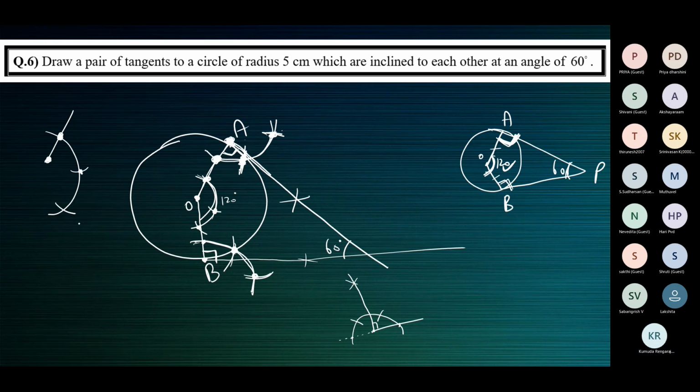Same radius. So this is 60. If you draw like this, this is 60. If you join this, it is 120. Between 60 and 120 is 90. So like this is 90. To get this one, from 60 you should draw one arc, from 120 you should draw another arc. That will be 90. On these arcs you must put your compass. So this is how we draw tangents inclined to each other at an angle of 60 degrees.